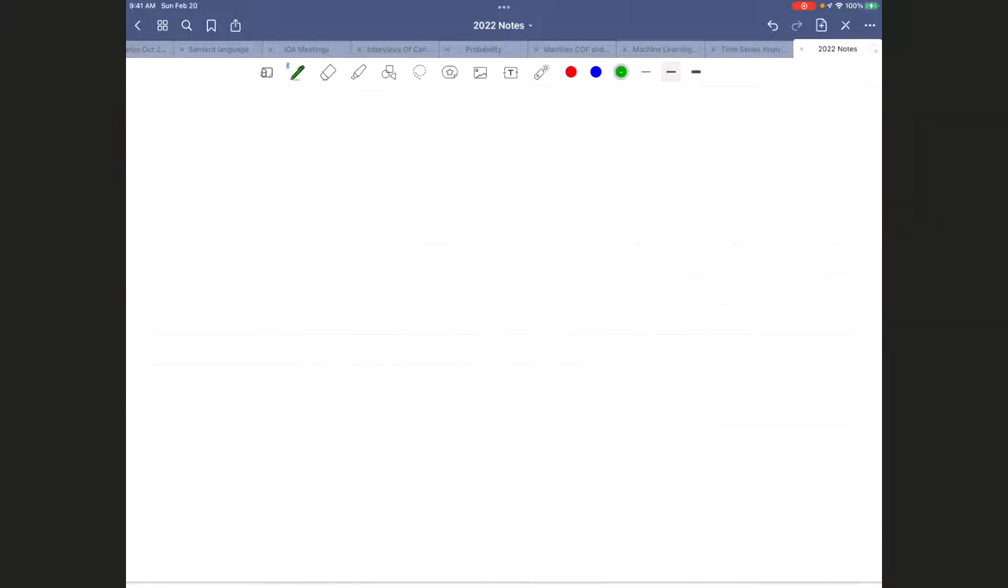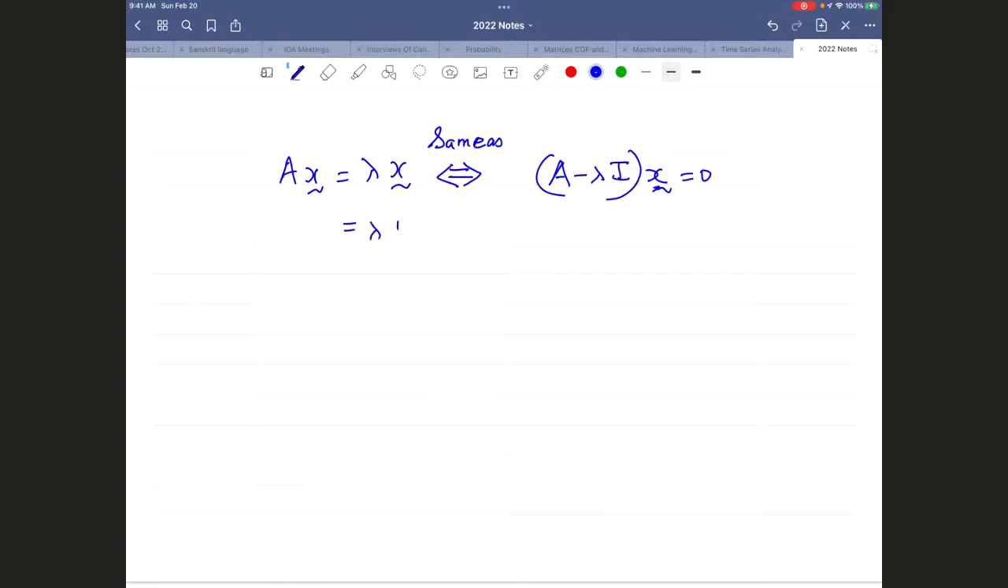I will finish this part. Very, very important. I need to finish this one. What is this? AX. Let me rewrite that once again. AX equal to lambda x, right? Same as writing A minus lambda I times x equal to 0. Why? Because I can write this as lambda I x. I is the identity matrix. Yeah, I is the identity matrix.